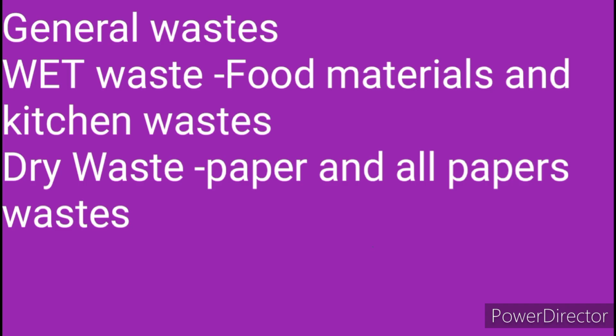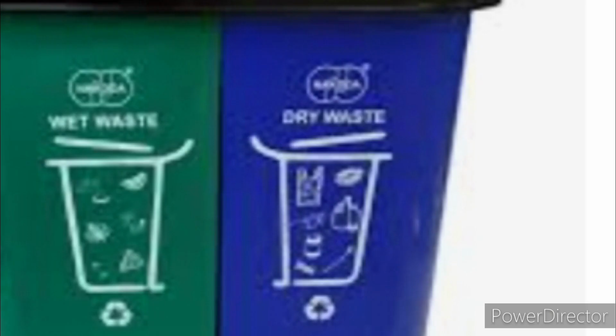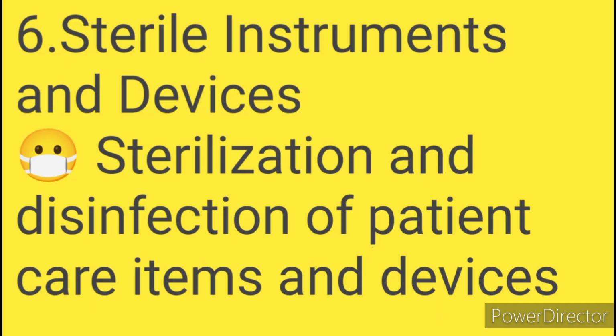General waste is wet waste and dry waste. Wet waste is food materials and kitchen waste. Dry waste means all paper items.